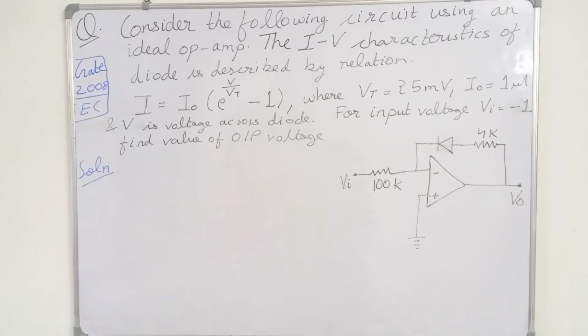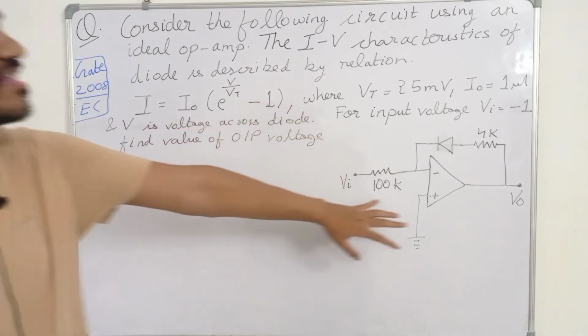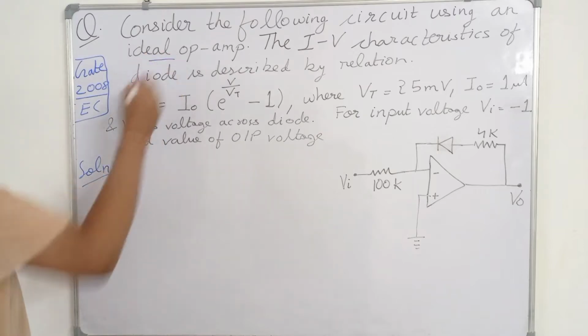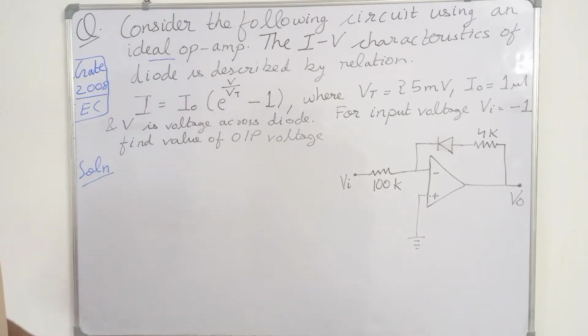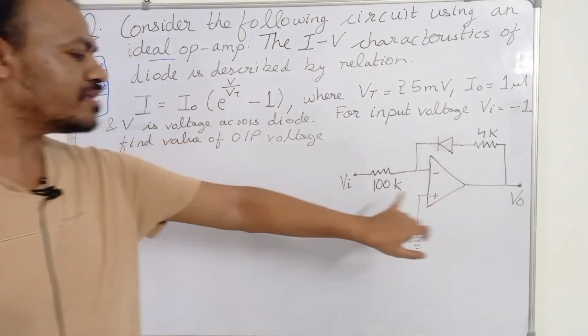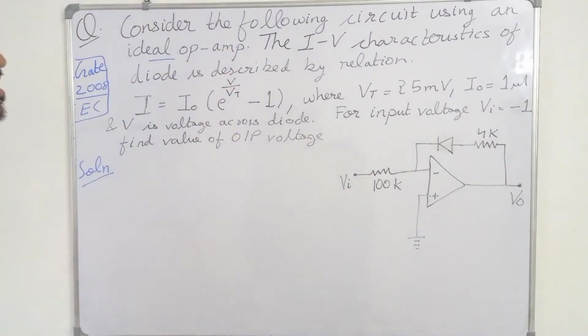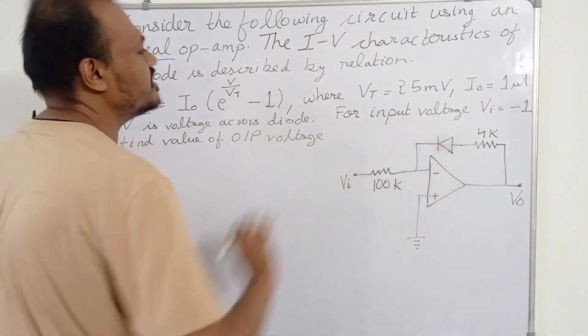We are solving a question from GATE 2008 electronics branch. It says that we are given a circuit with an ideal op amp. Now this is a diode which is given to us. This is the input voltage Vi, this is the output voltage V0. The diode voltage is V.